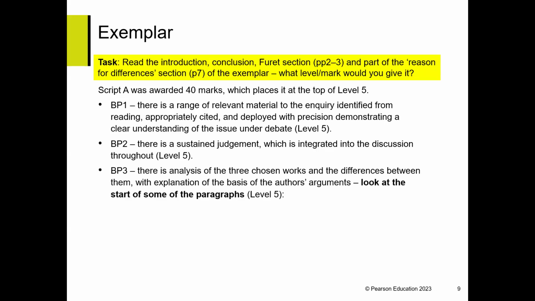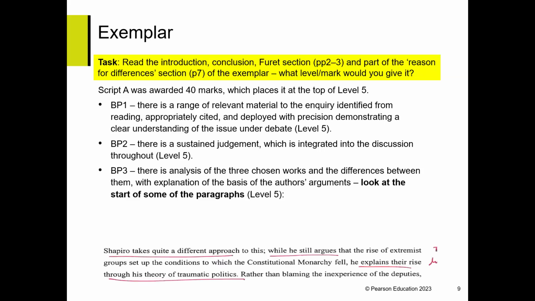In bullet point 3, there's analysis of the 3 chosen works and the differences between them, and explanation of the basis of the author's arguments. And actually, if you look at the start of some of those paragraphs, you will see evidence of that. And here is one example. Shapiro takes quite a different approach to this, while he still argues that the rise of extremist groups set up the conditions to which the constitutional monarchy fell. He explains their rise through his theory of dramatic politics. So actually, if you look at the start of some of those paragraphs, you will see clearly how there is analysis of the chosen works and the differences between them.